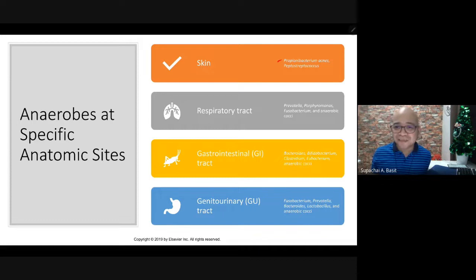Since they are found in different parts of the body, it will be a challenge for our medical technologists to collect them without exposing them to oxygen. Remember, once they are exposed to oxygen, they will not be able to grow, and our diagnosis will not be successful. So it's very important that proper specimen collection is observed and proper culture media are also used.